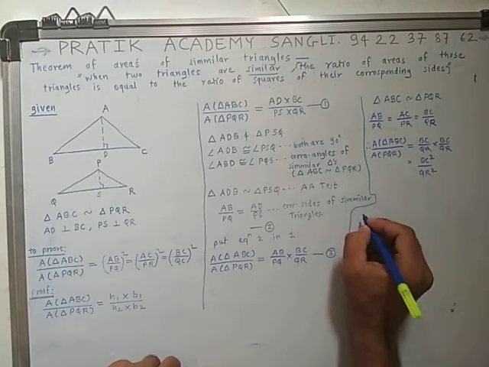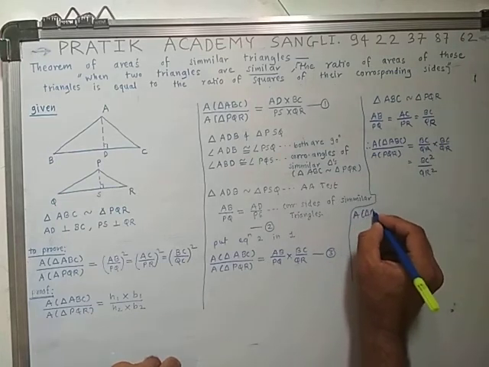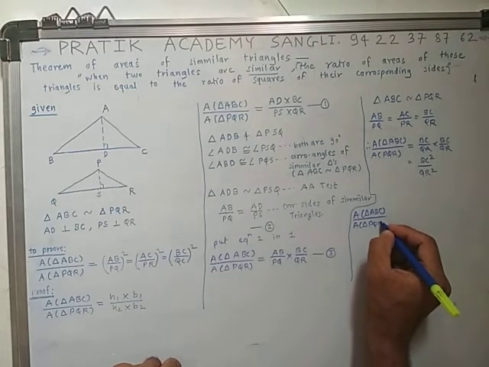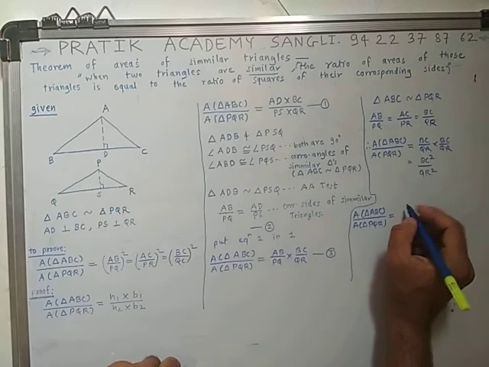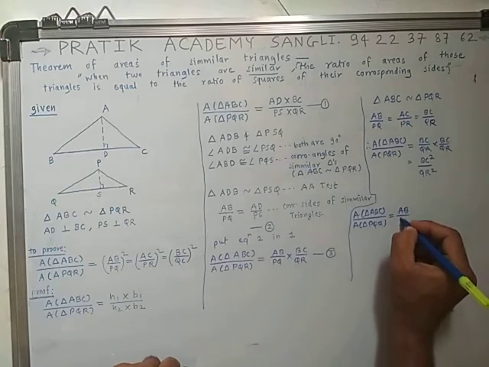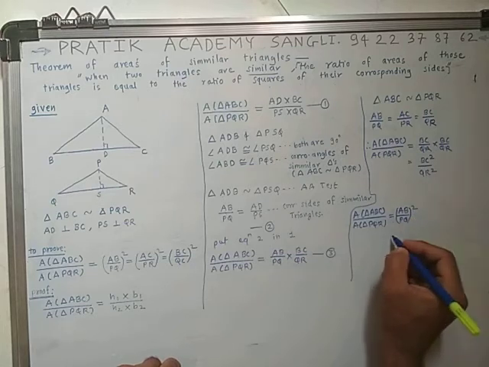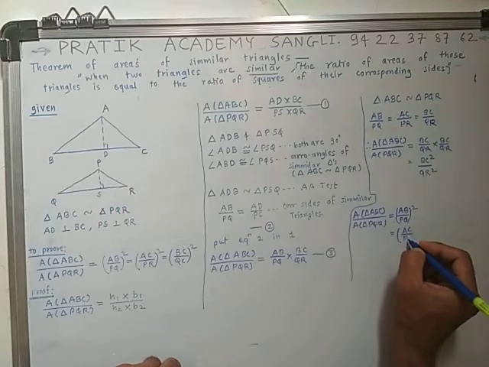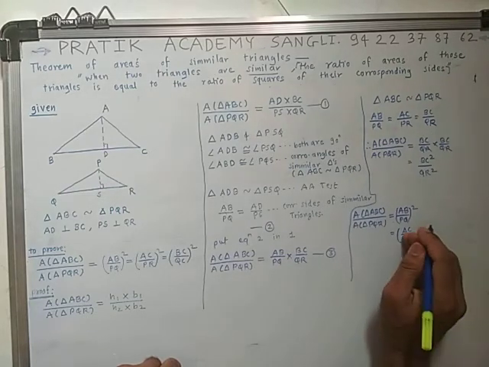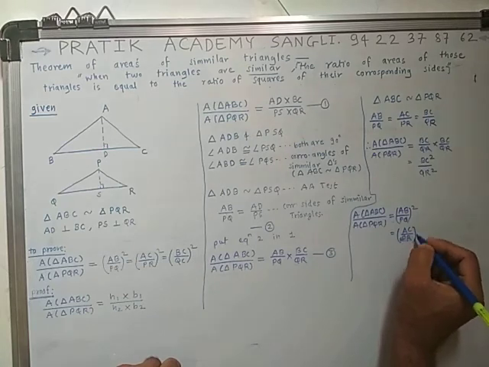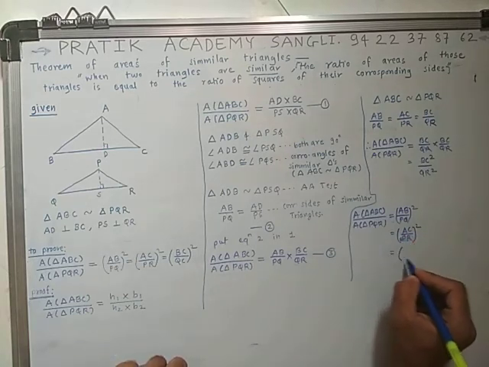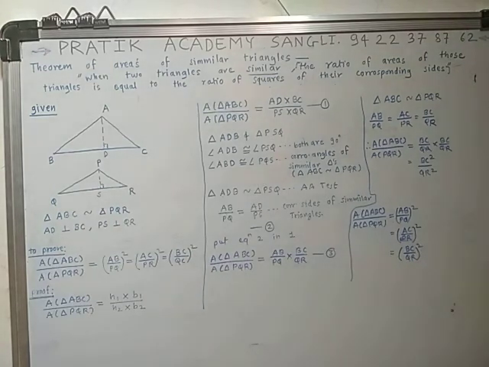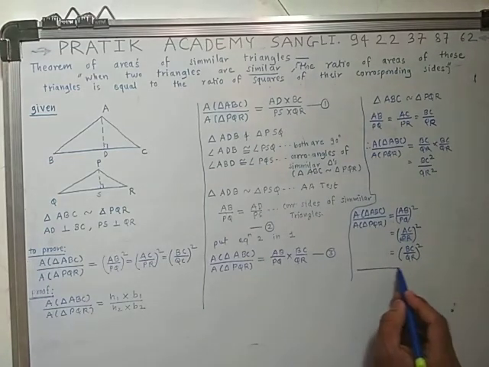In a similar way we can write area of triangle ABC upon area of triangle PQR is equal to AB upon PQ whole square, or you can also write AC upon its corresponding side PR, its square, or you can also write BC upon QR square, and this is our required answer.